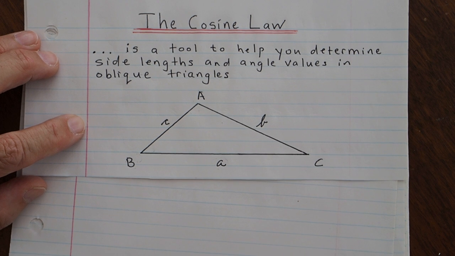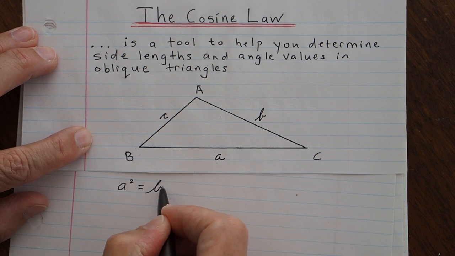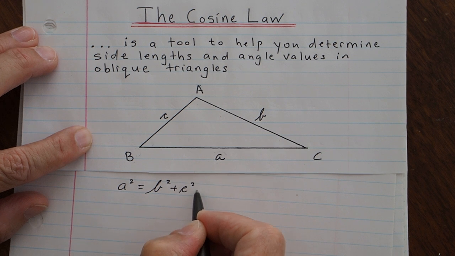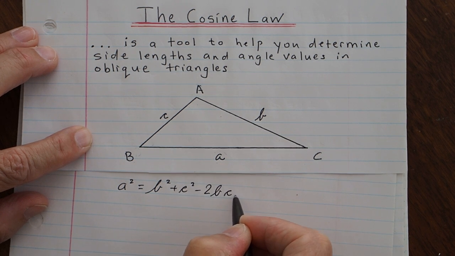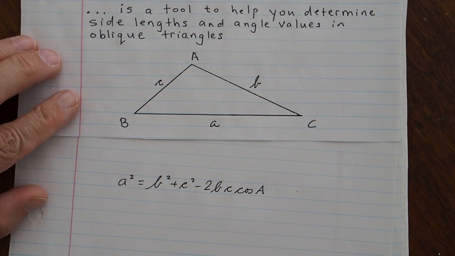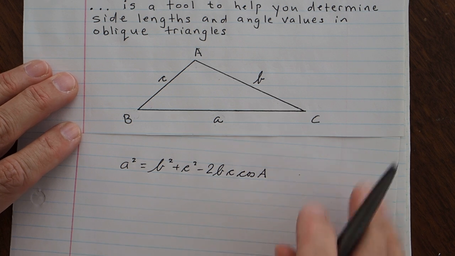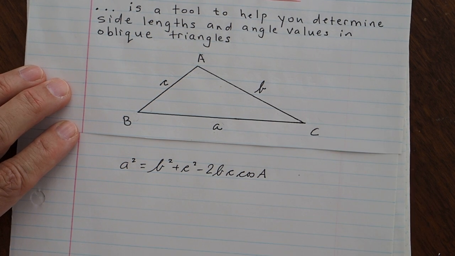The cosine law itself is this. A squared equals b squared plus c squared minus 2bc times the cosine of A. Now, this looks kind of complicated. Where did that come from? Well, I'm devoting another video to the derivation of the sine law and the cosine law from scratch.